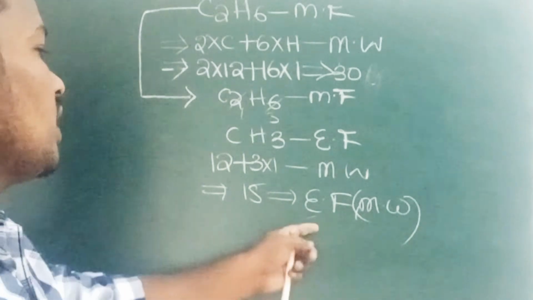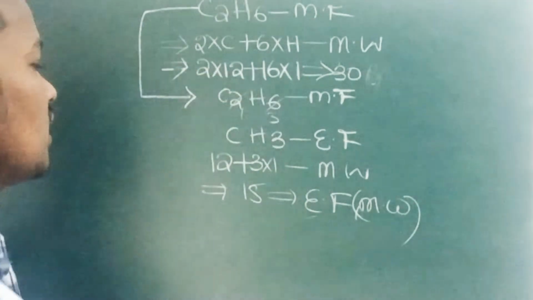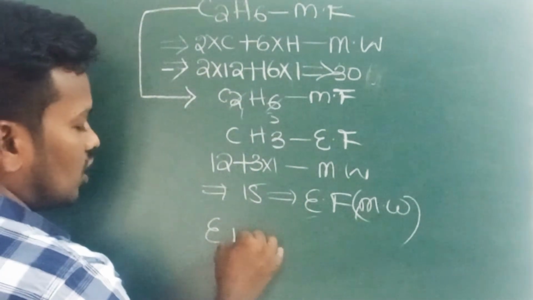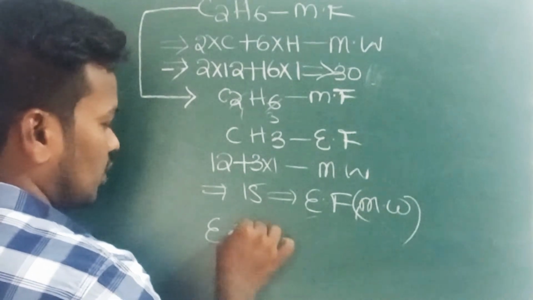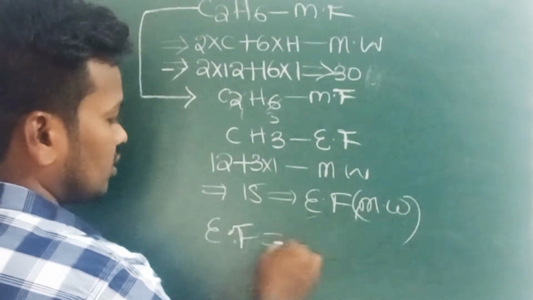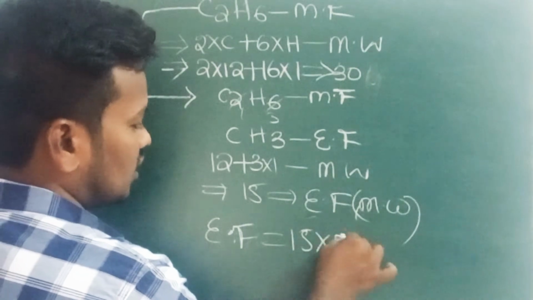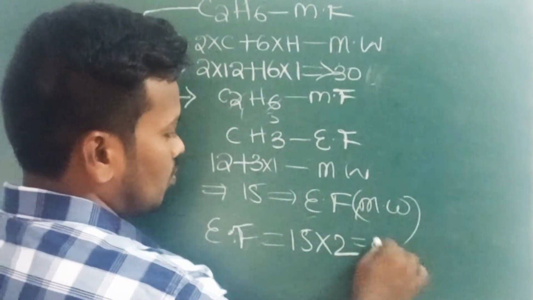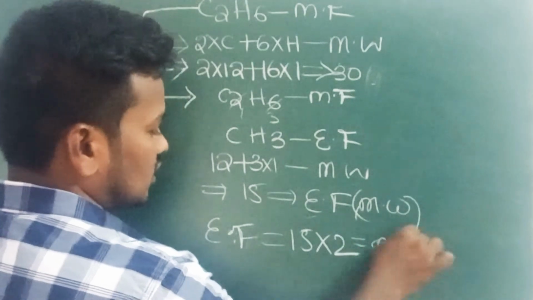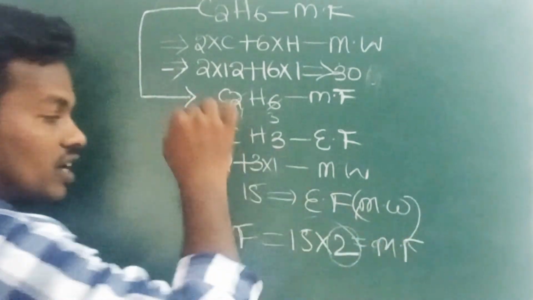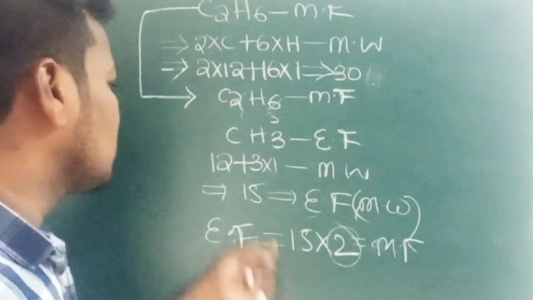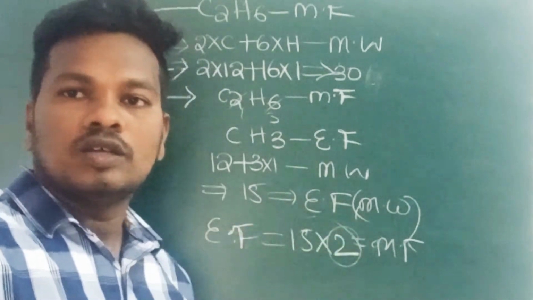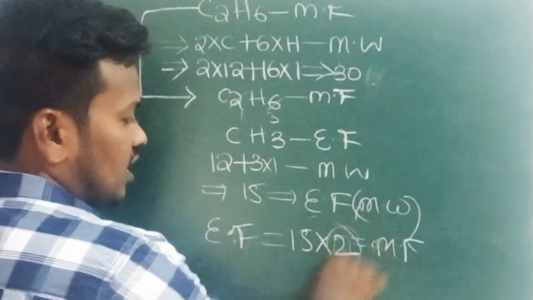So how to make it equal to 30? We have to multiply the empirical formula weight by 2, then only it will be equal, right? Then only you will get the molecular formula. So this number we are calling N. In this case it is 2, with the empirical formula weight 15.